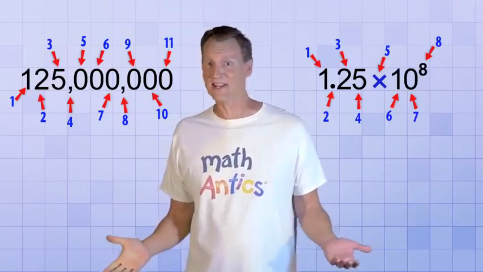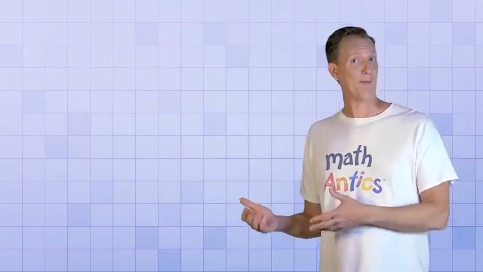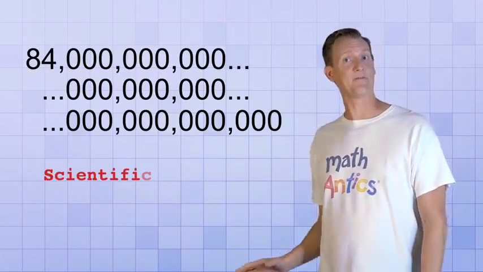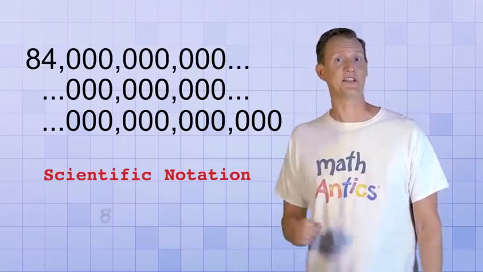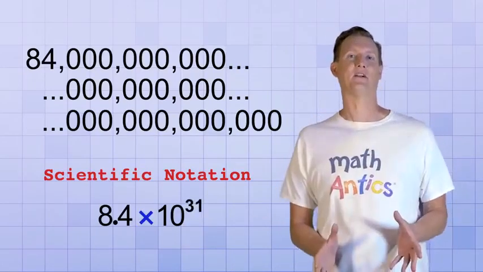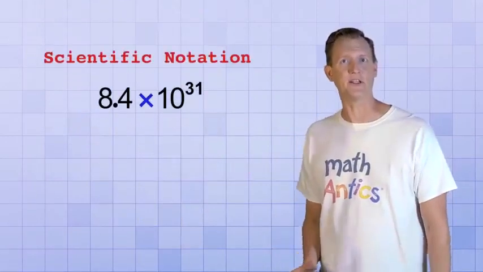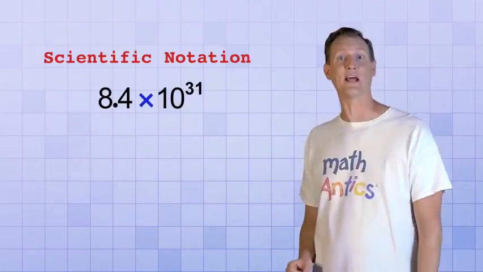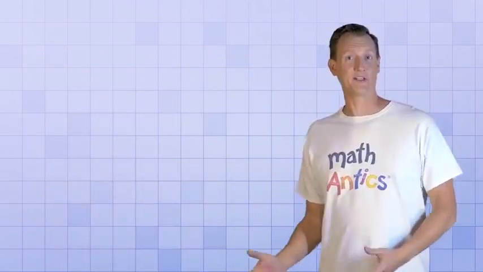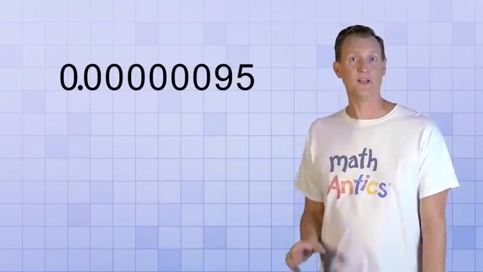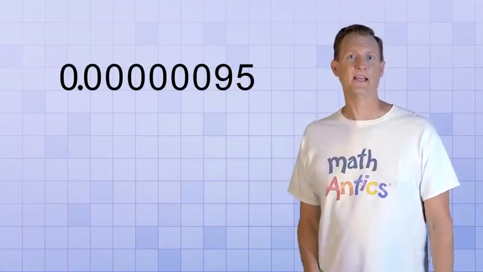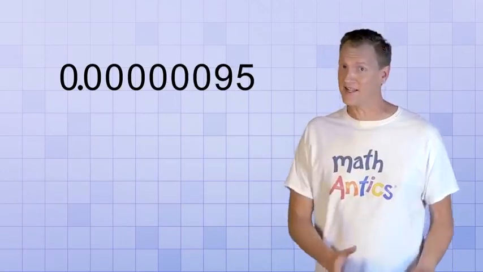What? Not convinced that it's worth the savings? Well, how about this number? That's a lot of zeros to write, isn't it? But in scientific notation, this number is just 8.4 times 10 to the 31st power. That's much better. So scientific notation is very useful when it comes to writing down really large numbers, or really small ones. For example, this number is really small, 0.000000095. It's much less than 1, but it's not 0.